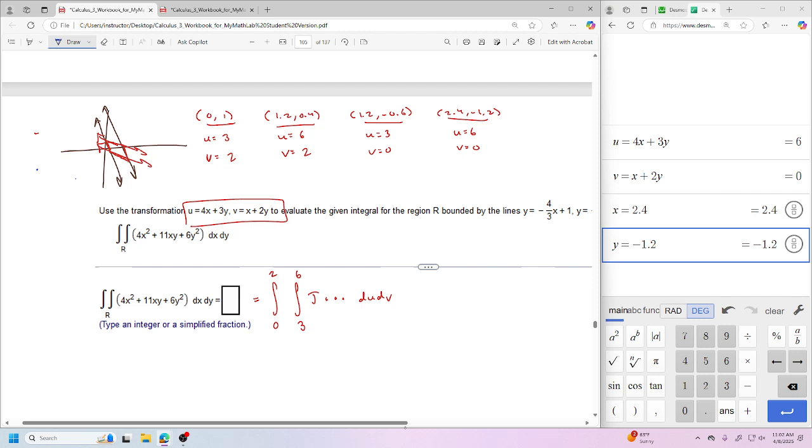So I still need to find the Jacobian. So we need to have x in terms of u and v, and y in terms of u and v. Don't you love doing this algebra stuff? Let's do this. I got x is equal to v minus 2y. And then I can plug that in right there. So u is equal to 4 times this stuff plus 3y.